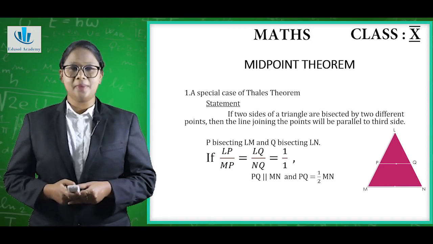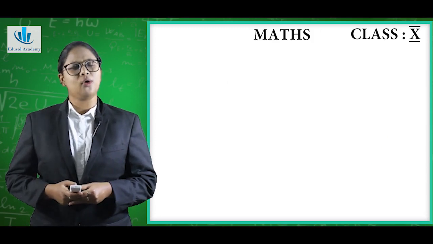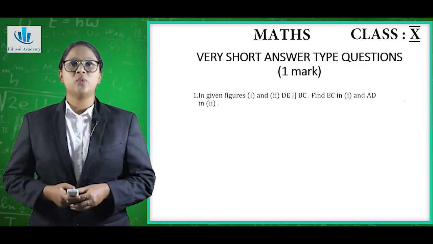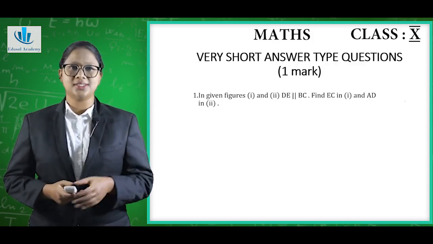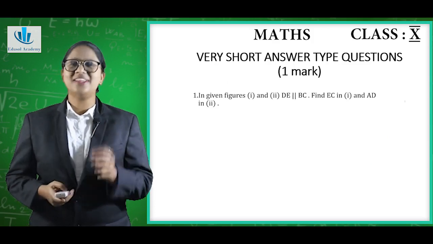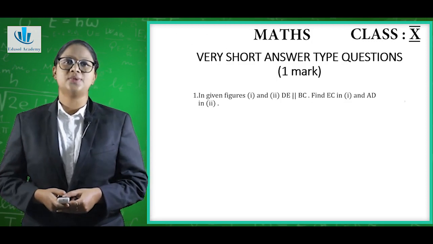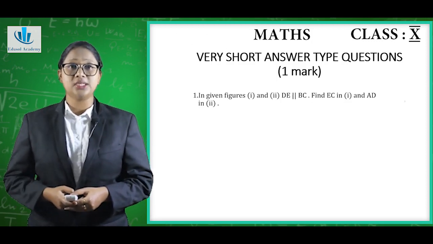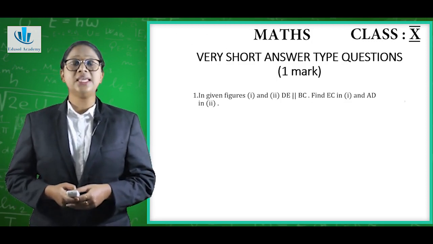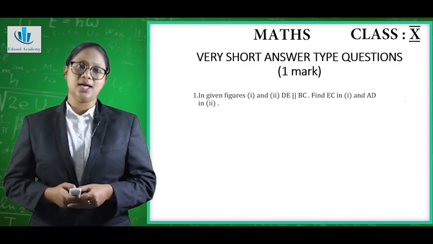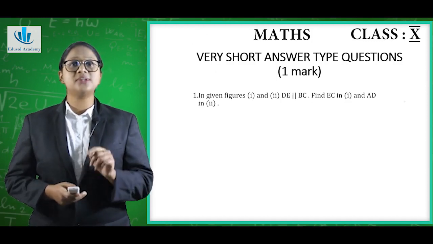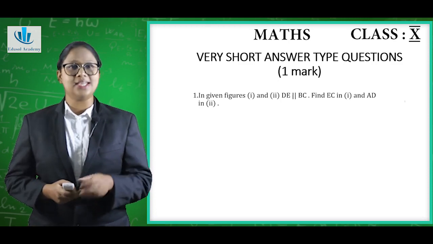Now it's time to apply them to numericals or questions. So let's begin with 1 mark questions, short answer type questions. In fact, very short answer type questions. So let's move on to the first question. Let's read it. In the given figures 1 and 2, DE is parallel to BC. Find EC in the first question and AD in the second question.